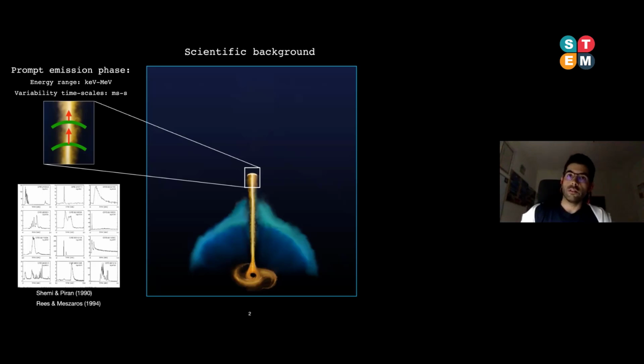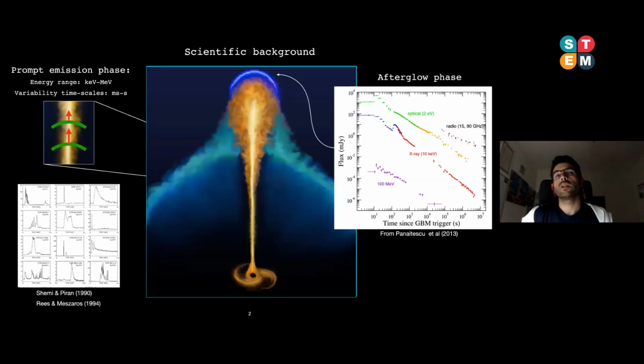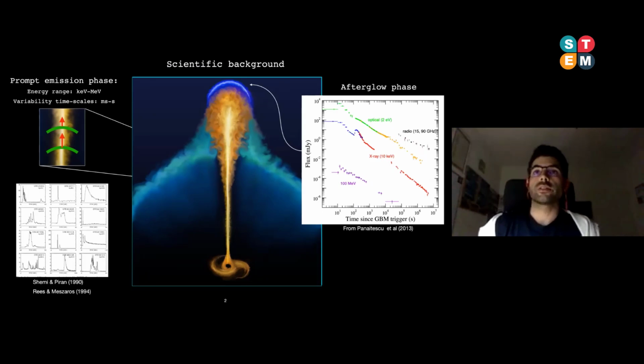Then, in the following phase, we have the interaction of the jet with the interstellar medium. While the jet is decelerating, we have the so-called afterglow phase, which can be seen from radio to very high energy gamma rays.